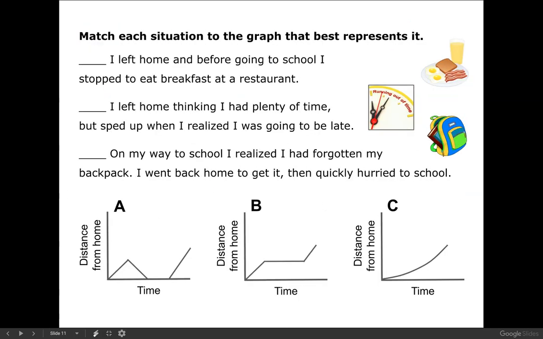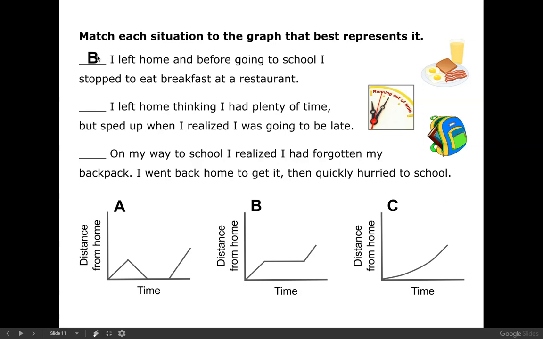Now we're going to match each situation to the graph that best represents it. So our first one, I left home and before going to school, I stopped to eat breakfast at a restaurant. The second one says, I left home thinking I had plenty of time, but sped up when I realized I was going to be late. And then the third one, on my way to school, I realized I had forgotten my backpack. I went back home to get it and then quickly hurried to school. So once I read through and know kind of the options, let's go back and reread.